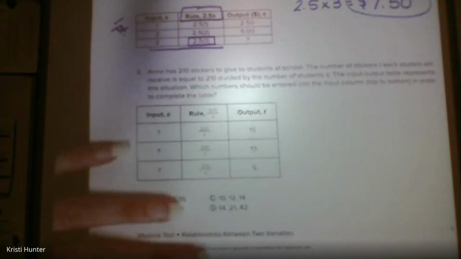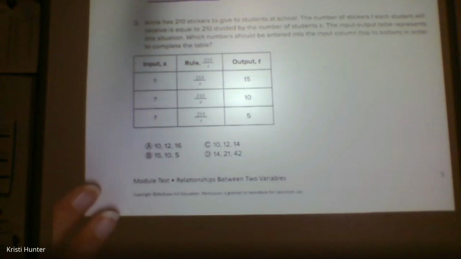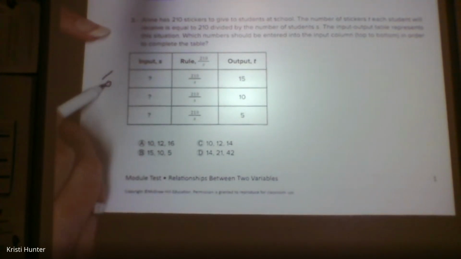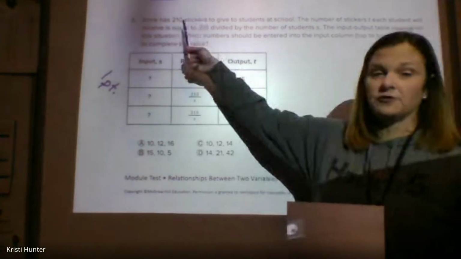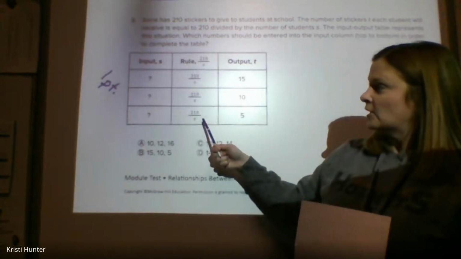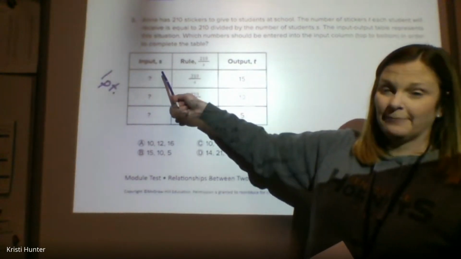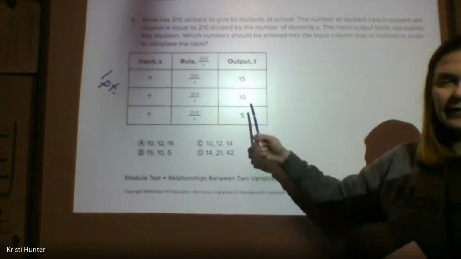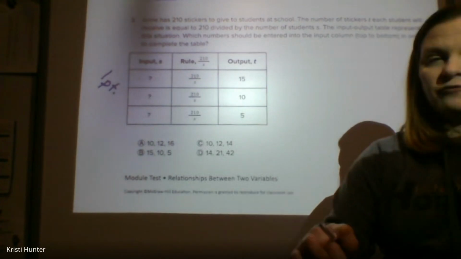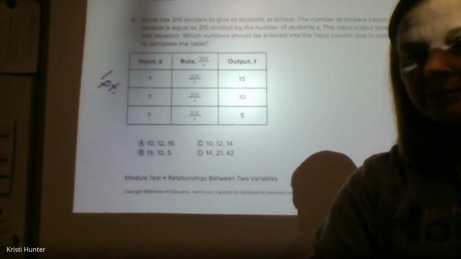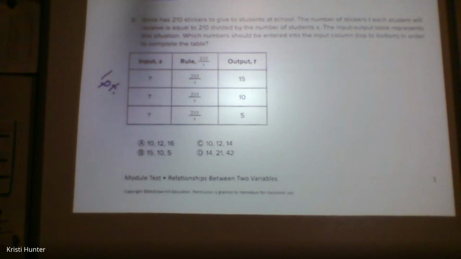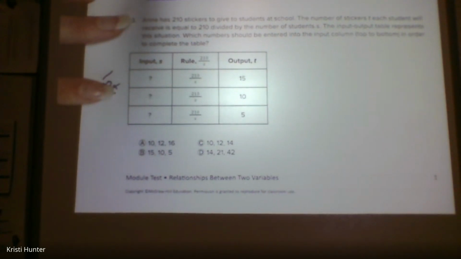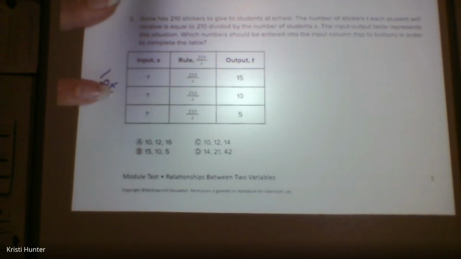And then down to number 3, this will also be a 1-point question because it's a multiple choice. So it's just, do you select the right answer? So here's what it says. And again, it's an input-output table. It gives you the rule in the middle. On this table, you can probably see the input is missing. It gives you the answer in the rule. So we have to go back and figure out what exactly is going in. And here's our scenario it sets up. Anne has 210 stickers to give to students at school.